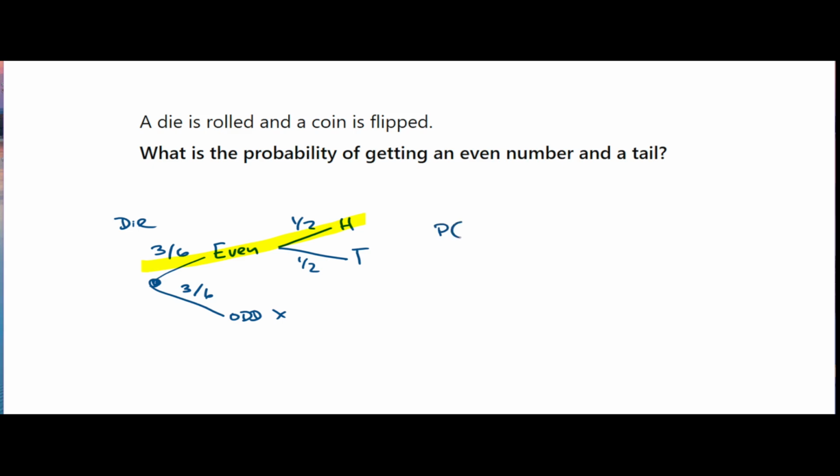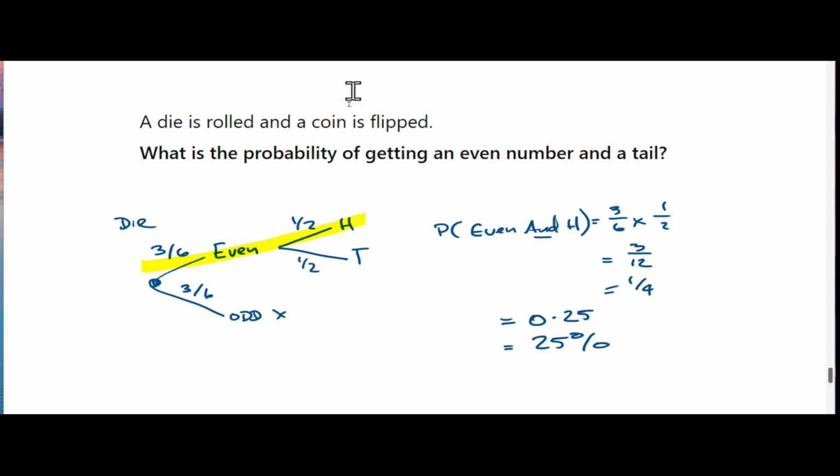So the probability of even and heads is going to be 3 out of 6, which is half, times 1 over 2. So it's going to be 3 over 12, which is 1/4. I guess you could write that as a decimal, 0.25, or as a percentage, 25%.